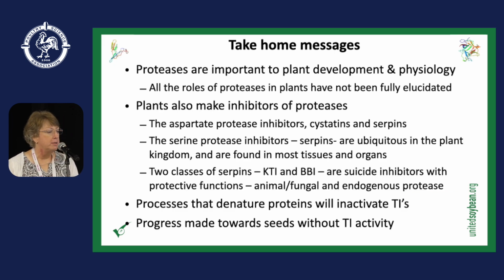So, take-home messages. Proteases are really important to plant development, and all the roles of proteases in plants really haven't been fully elucidated. Plants make inhibitors of proteases: the aspartate inhibitors, the cystatins, and the serpins. The serine protease inhibitors, the serpins, are ubiquitous, and they're found in most tissues and organs. Two classes of serpins, KTI and BBI, are suicide inhibitors. They probably have protective functions in plants, and so they're there for a reason. The plants need them, especially in the vegetative tissues.